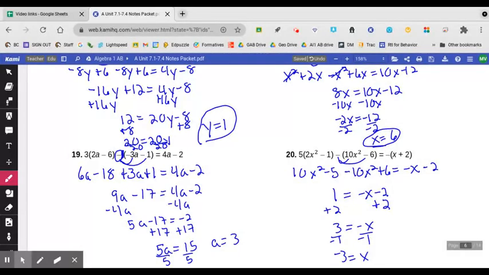Again in 20, that minus sign is like multiplying by a negative 1. So that gives me 10x squared minus 5 minus 10x squared plus 6 equals negative x minus 2. Combine like terms, the 10x squareds cancel. So negative 5 plus 6 is 1. Add 2, divide by negative 1, x equals negative 3.